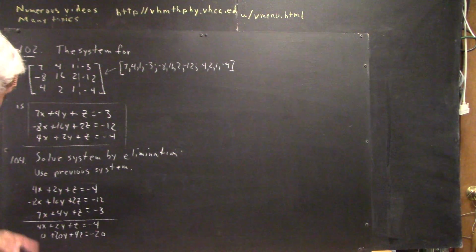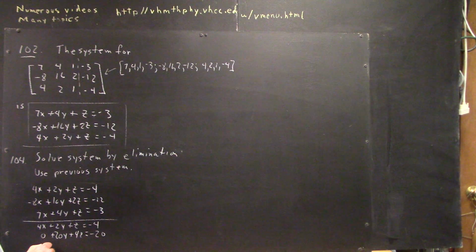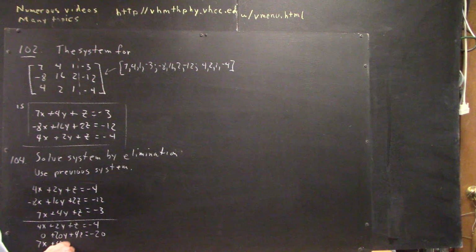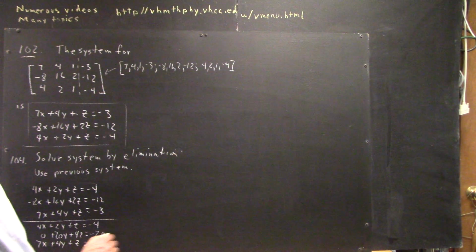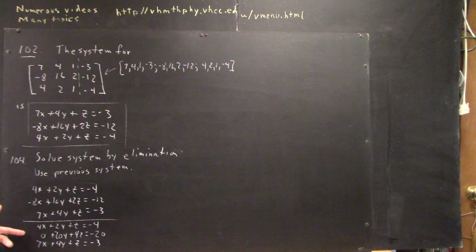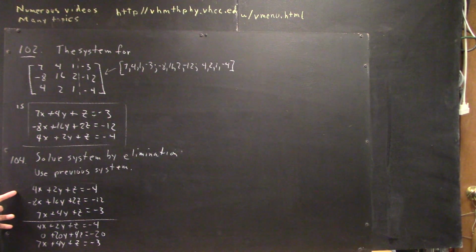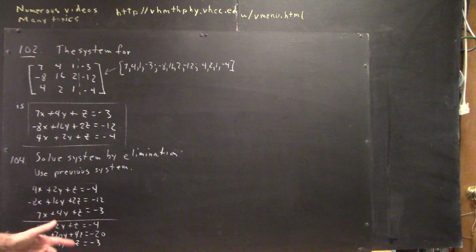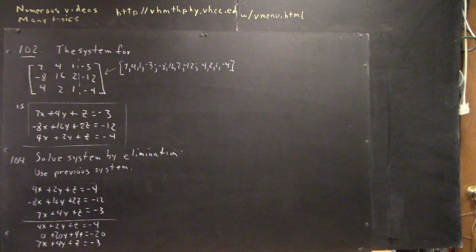Now I'm going to leave the third row the way it is: 7x plus 4y plus z equals -3. I could have taken 1/7 of this row, but there's no reason. Now I'm not writing down, as I did in the more detailed videos, exactly how I do this. I'm not going to carry this all the way through. I'm just going to give you the flavor of it.